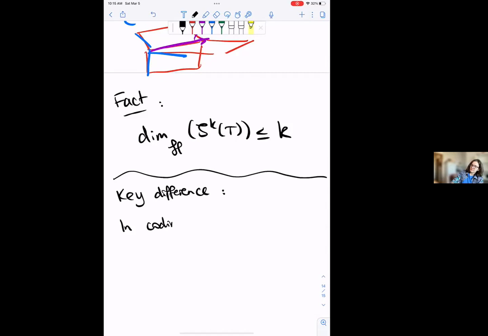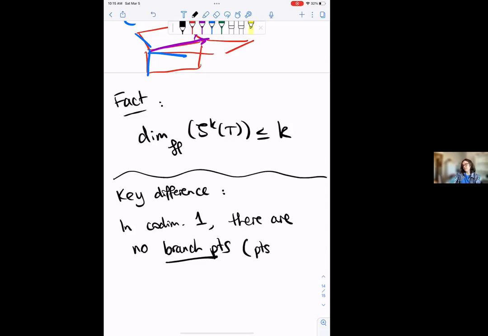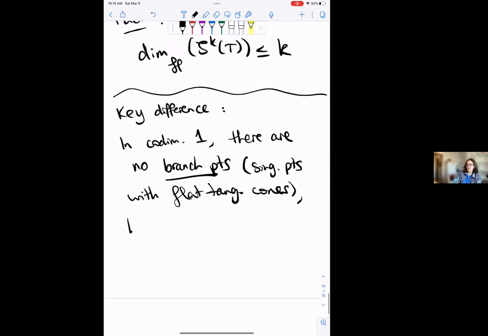In codimension 1, there are no what are known as branch points, which are flat singular points, singular points with flat tangent cones. But in higher codimension, these exist.